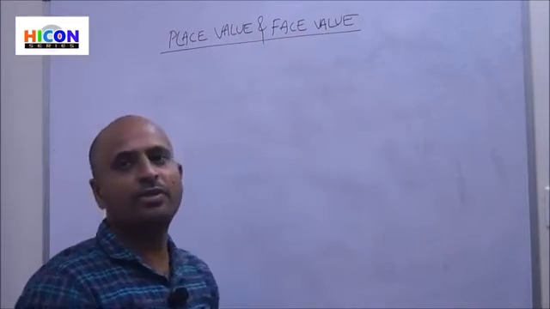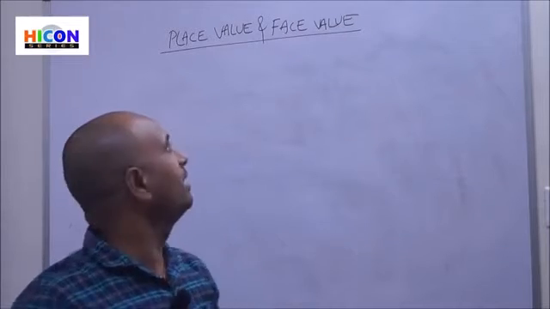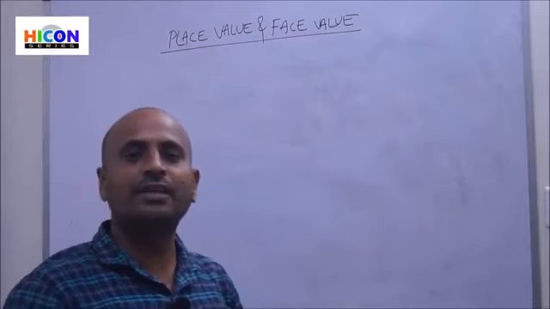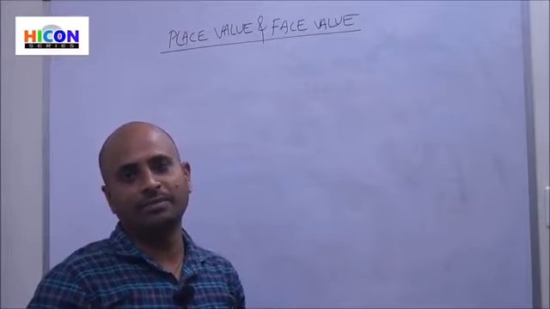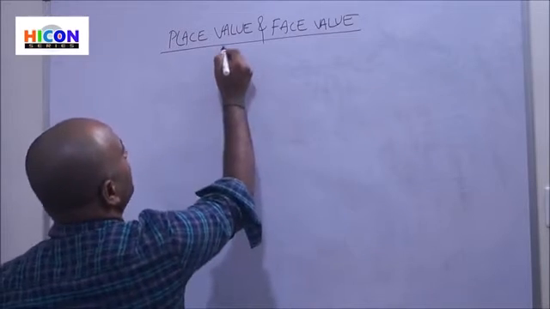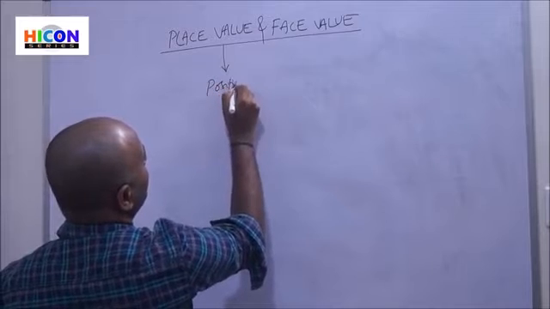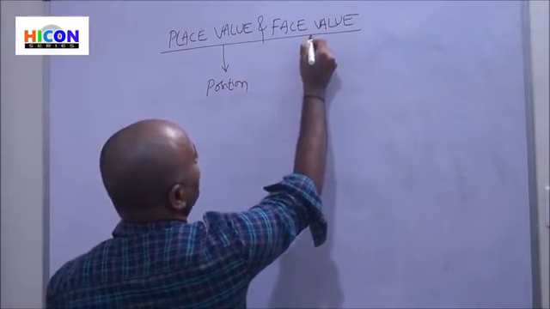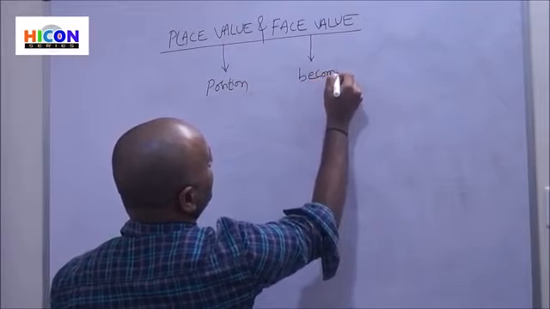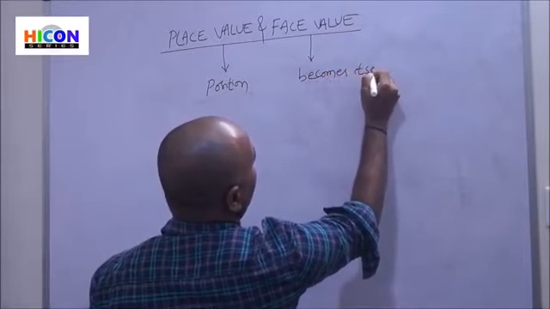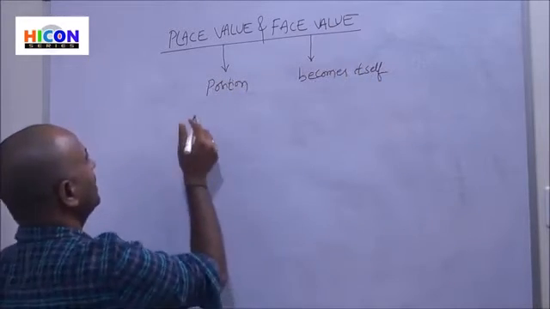So the face value of a digit in a number becomes itself, and the place value of a digit in a number is its location in the given number. So place value is nothing but its position in the given number, and face value is equal to itself, that means becomes itself. So let us see an example for place value and face value for understanding the concept.